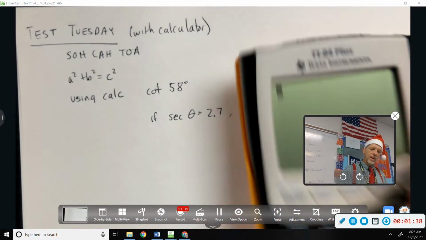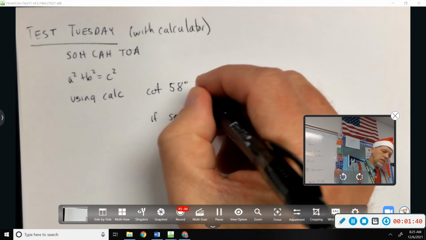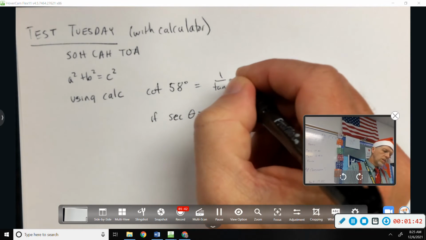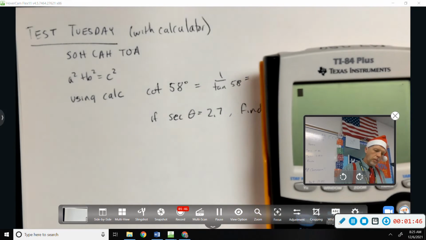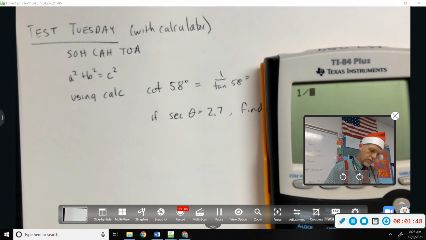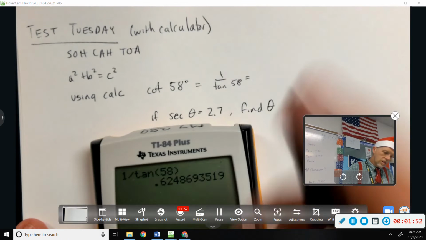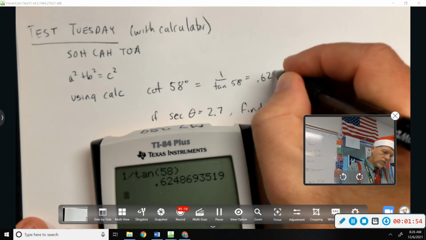Not negative tangent. 1 divided by tangent of 58. Whatever that is. 1 divided by tan 58. 0.625.